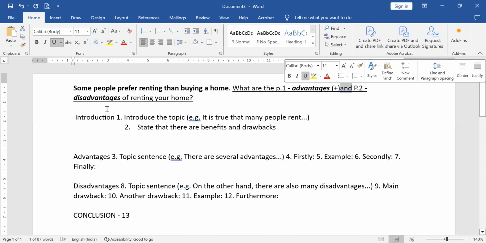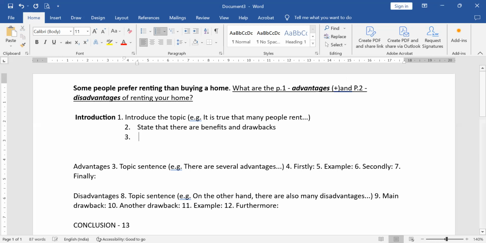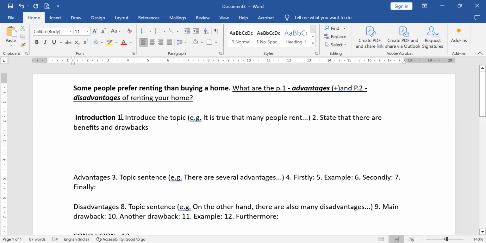Now, even before I decide what the advantages and disadvantages are, I'm going to focus on the introduction. Nobody writes the word introduction. This is only for your understanding. So the introduction would be something like this. I have to only think of 2 sentences. I need to introduce the topic. What's the topic? This is the topic.